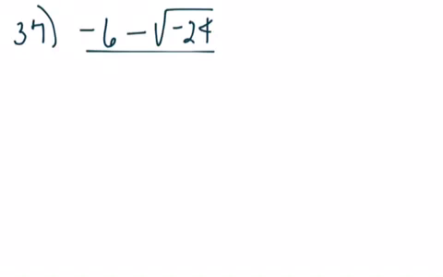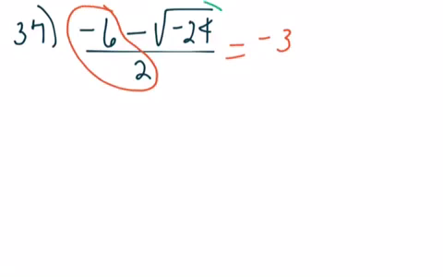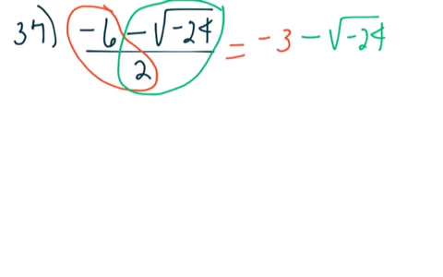If you look at 37 through 42, it says to rewrite it in the form of a plus bi. So you've got negative 6 minus the square root of negative 24 over 2. So we need to take care of this part. Negative 6 divided by 2 is negative 3. Then we have to take care of this part. So we've got minus the square root of negative 24 over 2. Let's address this negative square root of 24 business.